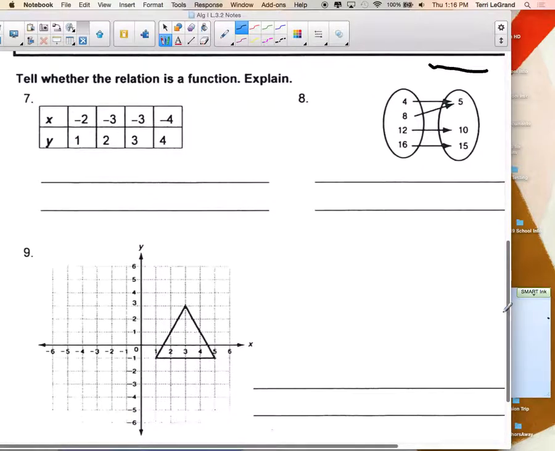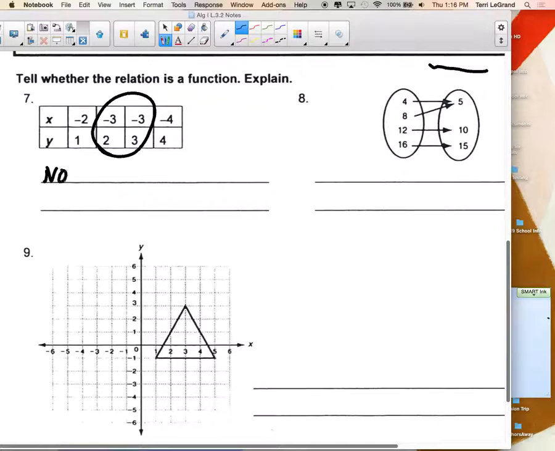Okay, let's practice then. Number 7. Is this a function, this table? No. Why not? It has 2 x values that are the same. Okay, but that doesn't matter. What matters? It has an x value that has 2 different y values. That's why.